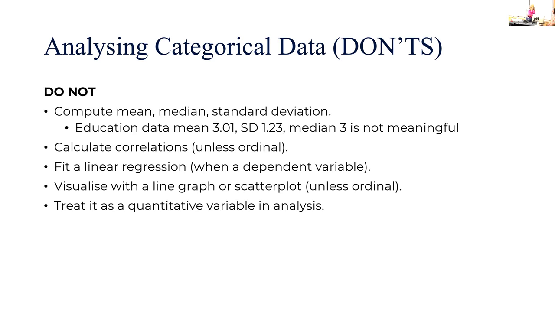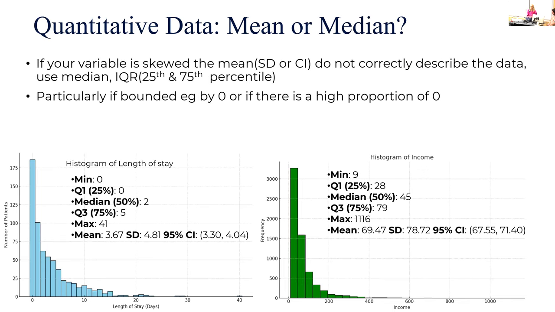We wouldn't be doing correlations on categorical data unless it's ordinal. And even then, with an ordinal variable, it needs to have a fairly large number of levels to get a decent correlation. So if you've only got 3 levels, you're not going to get a very good correlation with ordinal data. We don't use it in linear regression as a dependent variable. And we don't visualize it with scatter plots or other quantitative variable methods, or treat it as a quantitative variable in the analysis. So that's just a quick run through of common issues with categorical data.